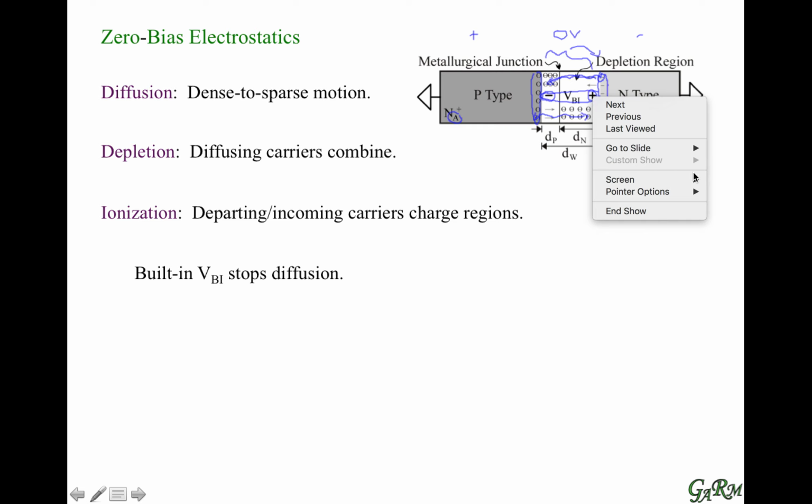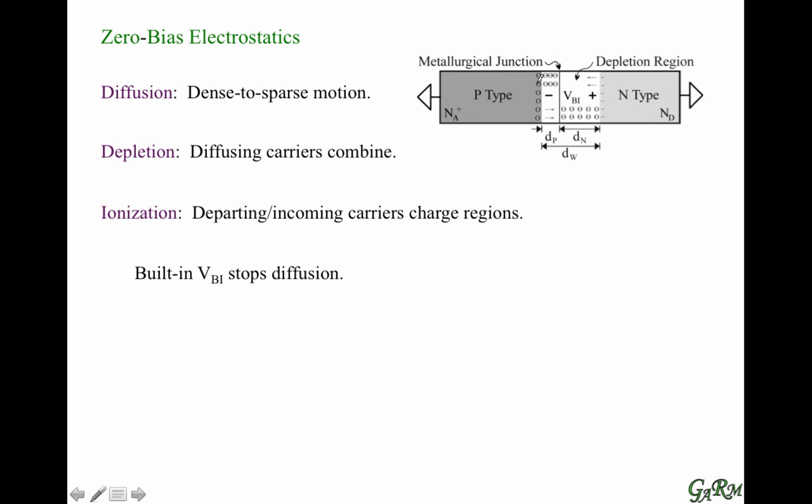And I'm going to remove markers here to make this more clear. Because we see that if we have lots of holes and we have a positive charge on this side, and that positive charge, if it's great enough, it's going to repel further action from holes on the P side. So again, diffusion continues until the built-in voltage is great enough to stop diffusion. So this region that we call the depletion region is the space charge region. It's because it's where all the charge action that we just described happens.